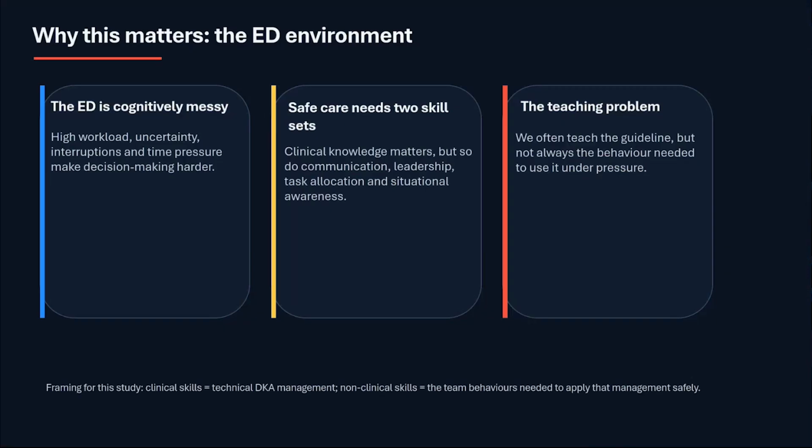So why does this matter? Starting off with the emergency department, I'm sure if you've watched things like Casualty, you've seen the chaos that you can see in the emergency department. It's very high pressured. There's a lot going on, a lot of decisions to make very quickly, and it can get quite messy and it can be difficult to make some of these decisions.